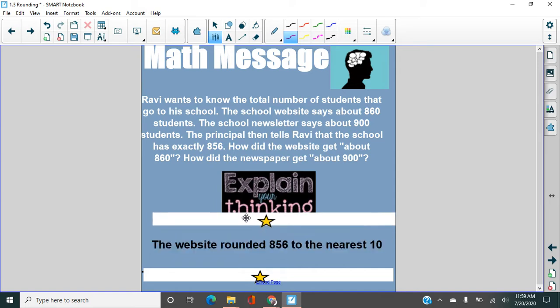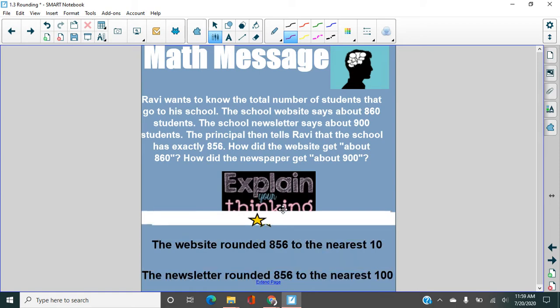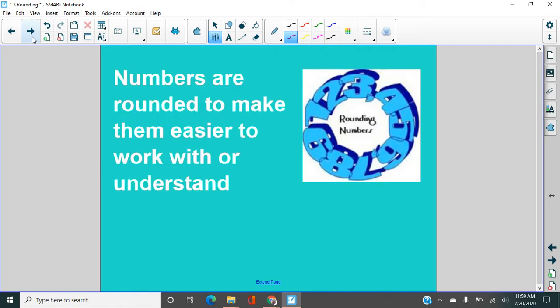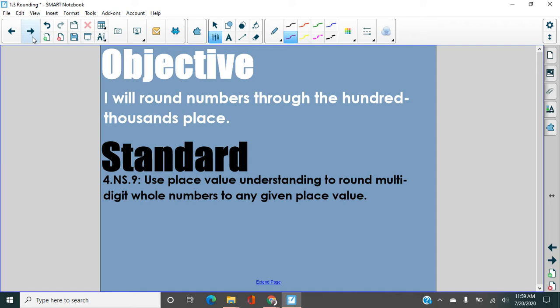And to write it as a sentence, the website rounded 856 to the nearest 10, to the tens place. And the newsletter rounded to the nearest 100. So we're going to learn about that as we work through things today. Numbers are rounded to make them easier to work with or to understand. People will say, oh, there's about this, or I think it might be around this. And what they're doing there is rounding those numbers. And you'll hear that all the time in the real world.